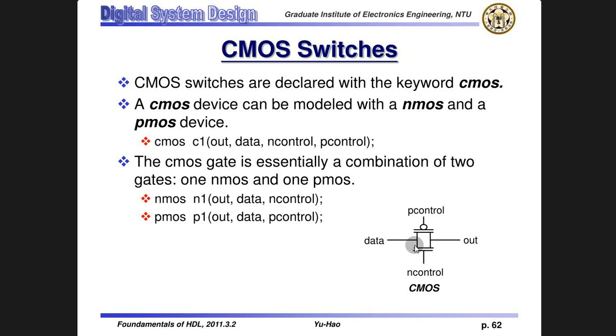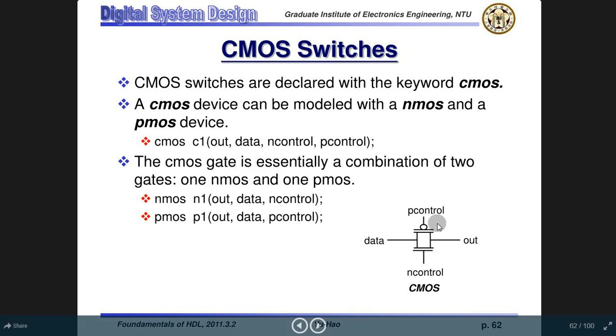So depending upon the value of N control, suppose N control is 0, then the value of P control will be 1, and when the value of N control is 1, the value of P control is 0. So one of these paths will always be connected. Each and every time, for any value of N control, 0 or 1, the data will always be propagated to the output port. That is the basic function of a CMOS. That's why it's a much more effective way of using the switch gate.